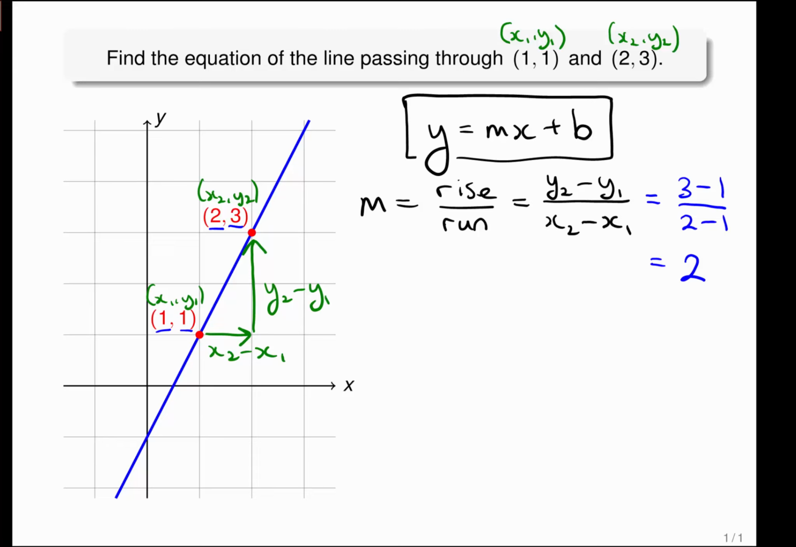Anyway, we now know the gradient of the line, so the formula y equals mx plus b can be updated to y equals 2x plus b. All that remains for us to do is to find the y-intercept b. How do we do that? Well, any point that's on the line must satisfy the equation of the line. Thus, we can grab one of the 2 points given to us and substitute it into the equation y equals 2x plus b, which will then give us an equation for b.